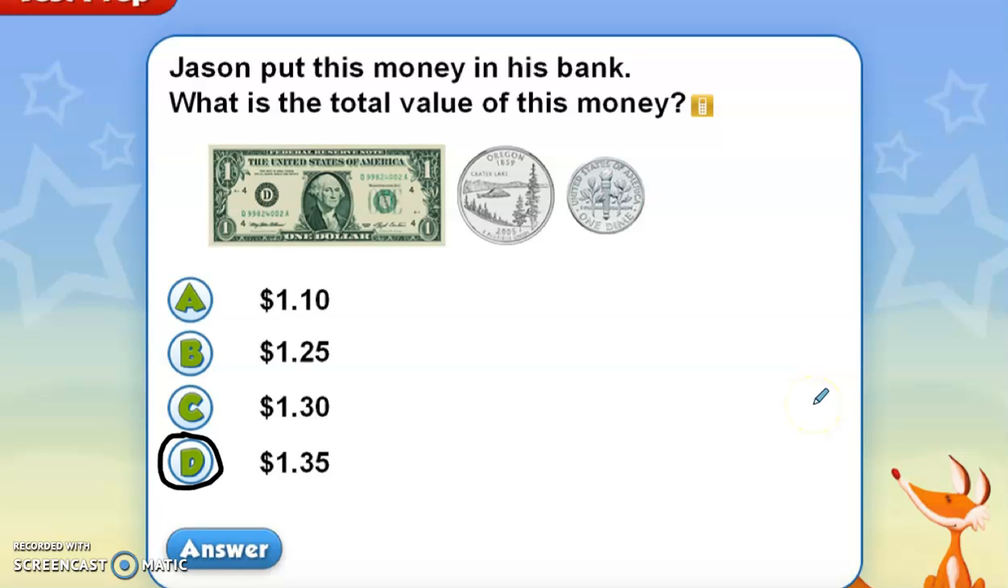So hopefully this was a little bit more helpful to you, and hopefully it allows you to understand what happens when we have more than just a dollar, and we have a dollar and some other change or some other coins.